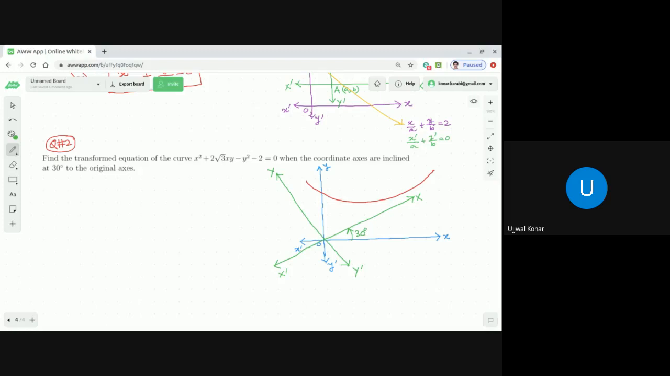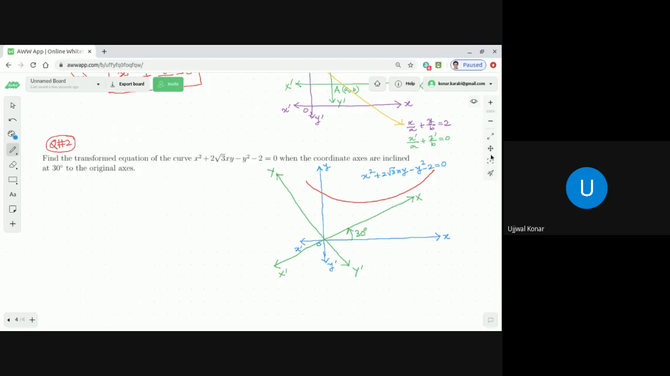Now the question is, with respect to the new coordinate system, which is in the green color, what will be the equation of this curve? What is the original equation of this curve? Let me write it in the blue color, because blue is the original axis. That is x square plus 2 root 3 xy minus y square minus 2 is equal to 0. Now we are going to find the equation of the same curve with respect to the new coordinate system, which is in the green color, and the new coordinate system is at an inclination of 30 degrees with the original coordinate system, which is in the blue color.